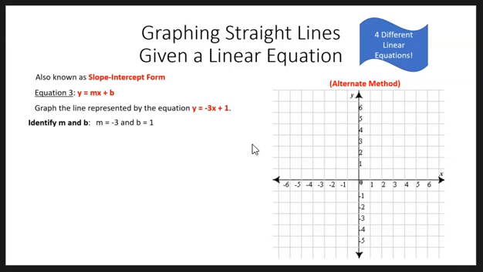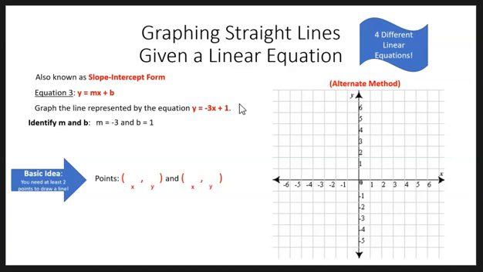And what I'm going to do is still use the same basic idea. I need 2 points to graph a line. Every point has an x and a y coordinate. But what is going to be really quick is that I already know my first point from the value of b. b is also known as the y-intercept, and the y-intercept is the point that is on the y-axis. So I'm going to have a point right there.